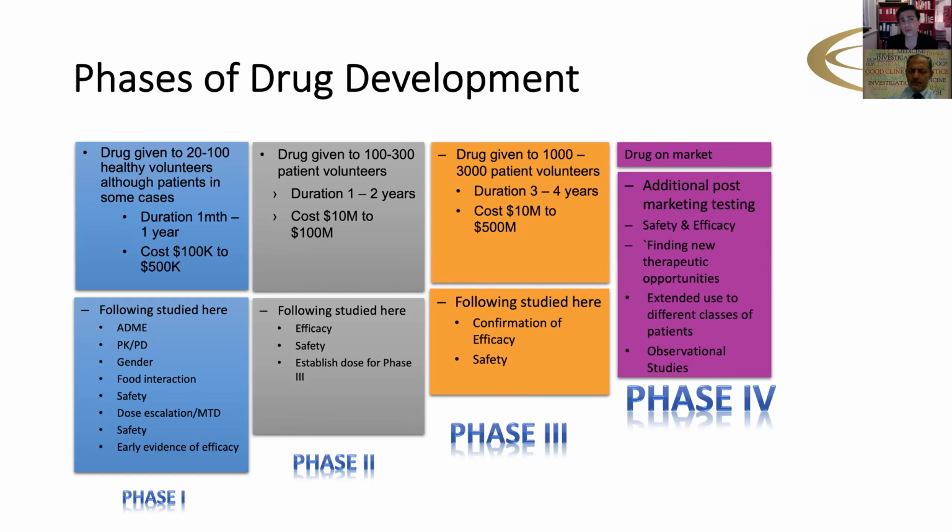We look at new therapeutic opportunities. We look at observational studies. We look at real world evidence over here. How is this being used in the real world? What are the safety signals? What are we getting? And these are phase 4 trials. So this is a little bit of a summary for your phase 1 to phase 4 trials.